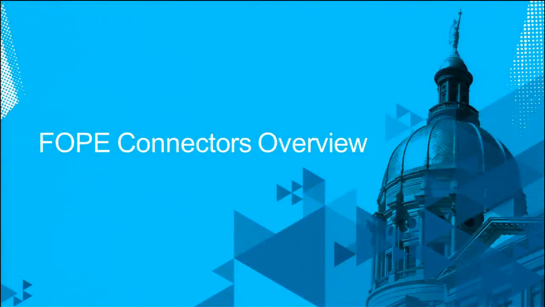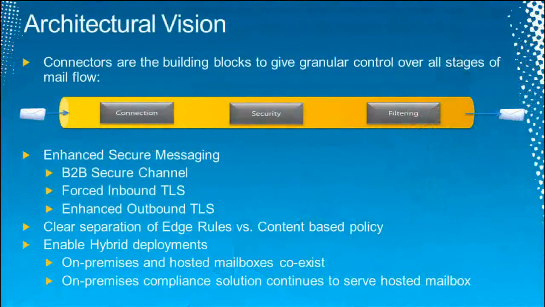So FOPI connectors. We'll spend the rest of the time talking about FOPI connectors. What FOPI connectors are is the building block to allow control over different stages of the message flow. So you can control the connection, which is the first step: who's allowed to send to you, where you want it to go, if it's the right people sending to you, the security involved with that connection, what kind of security you want over the messages coming inbound or outbound, and then the filtering that you want to apply. We'll go through the different inbound and outbound on the next slide.